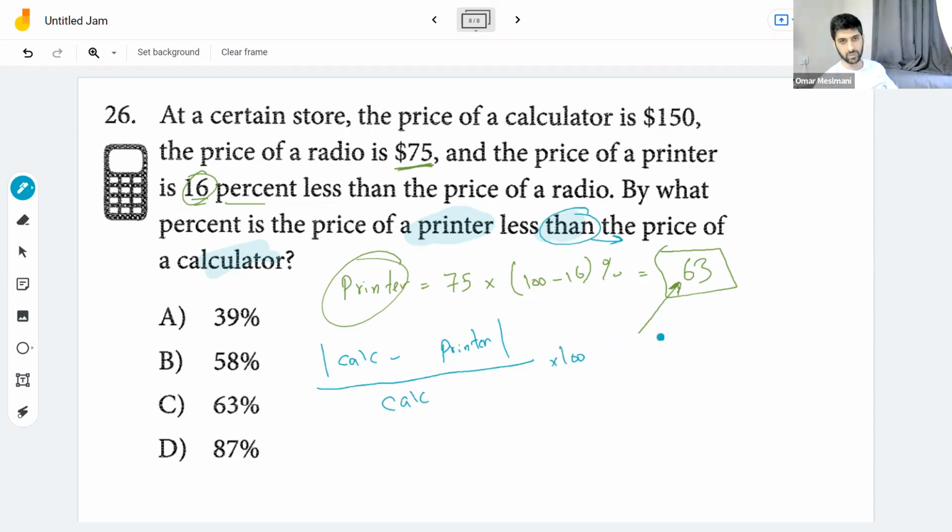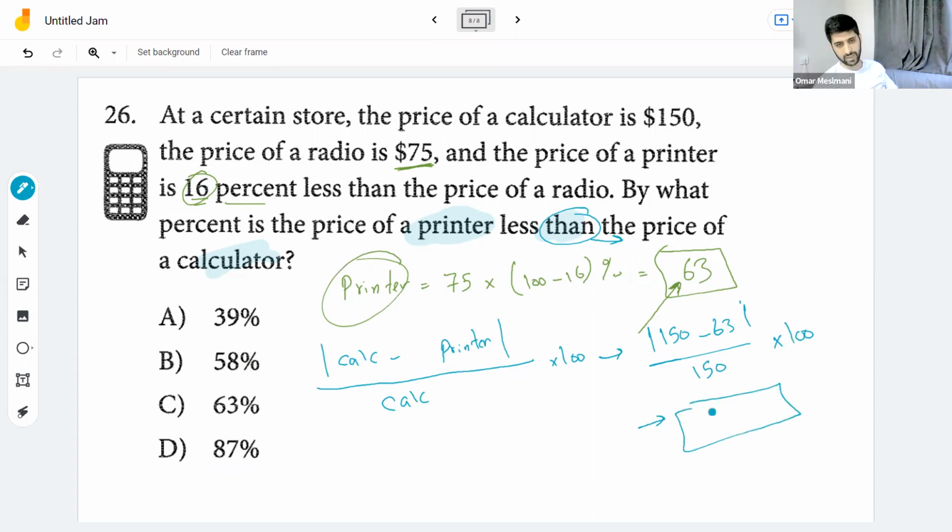So basically what I'm doing is 150 minus 63, and no need for the absolute value here, because it's the greater minus the lower, over the calculator, which is 150, times 100. And this is when you get the answer. I guess most of you said 58. You got 58? The answer is B. And this is how we get the answer.